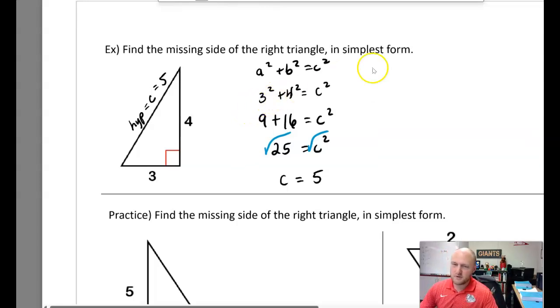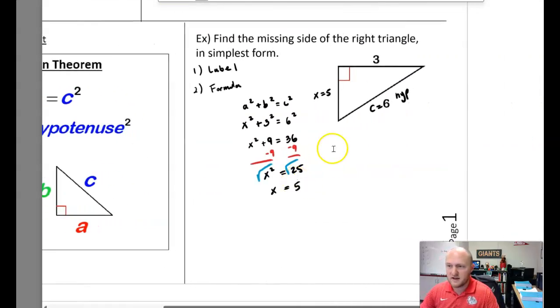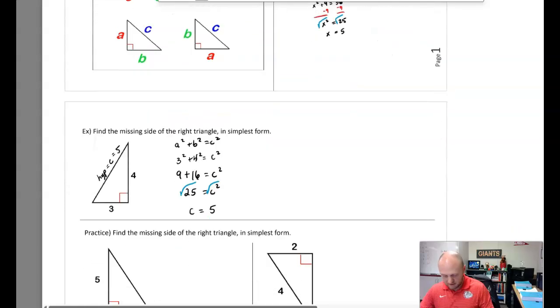Now note the difference between the last two examples. In this case our variable was the hypotenuse, so I placed that by itself on this side. In this case over here, the side that was missing was a leg, so I placed that missing variable on this side with the summation of the other side. Very important, the placement there, okay?